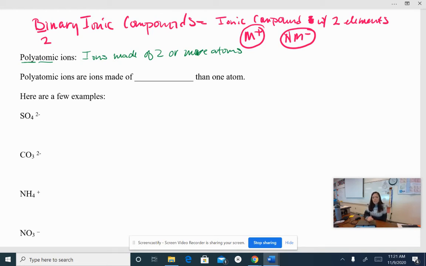So that means that even though those atoms are bonded together, we still don't have the same number of protons as we have electrons. So we have an ionic charge over that polyatomic or that molecule, okay? So polyatomic ions are made of more than one atom. Usually it's two or three atoms. Okay, so we're going to do a few examples.